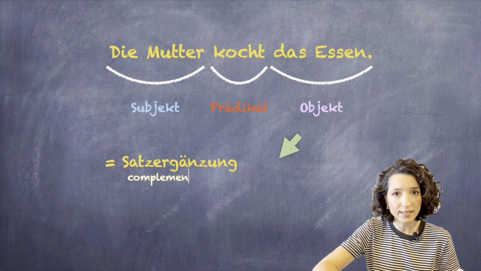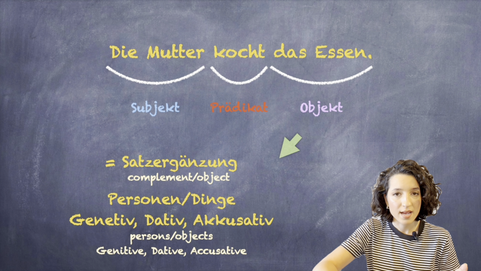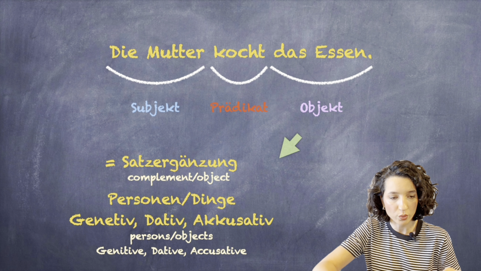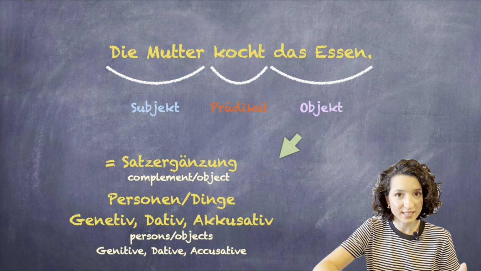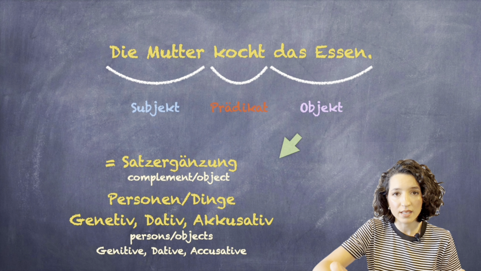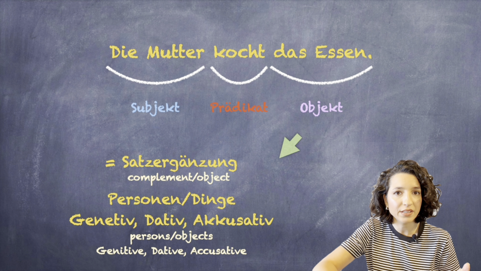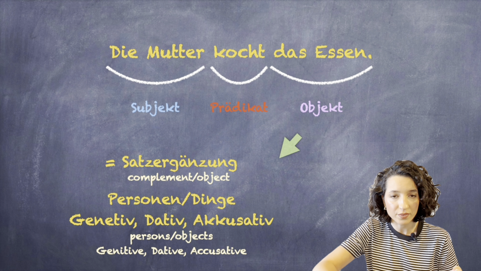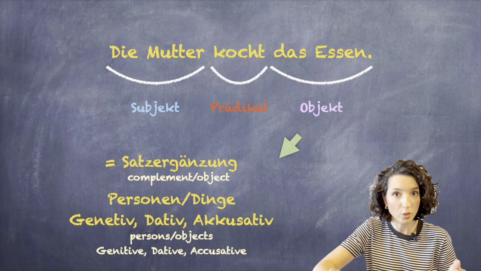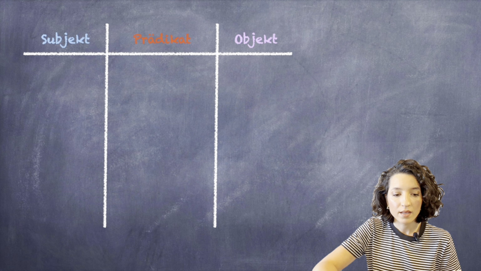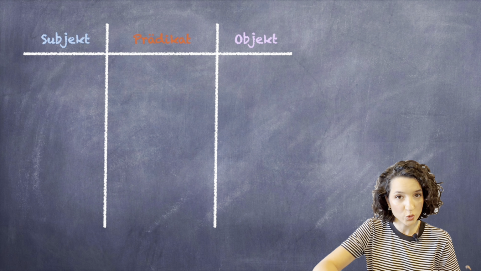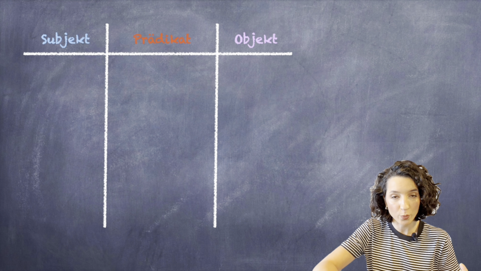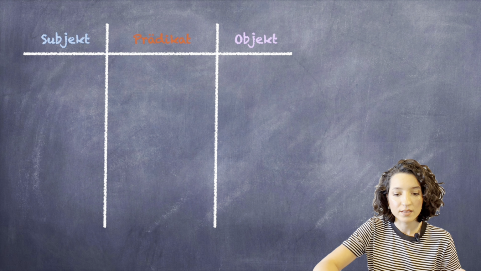And an object is a complement, so eine Satzergänzung. And it can be Personen or Dinge, and it can be in Genitiv, Dativ, or Akkusativ, so in the other cases, so not nominative. I'll show you some examples with Subjekt, Prädikat, and Objekt in this order.